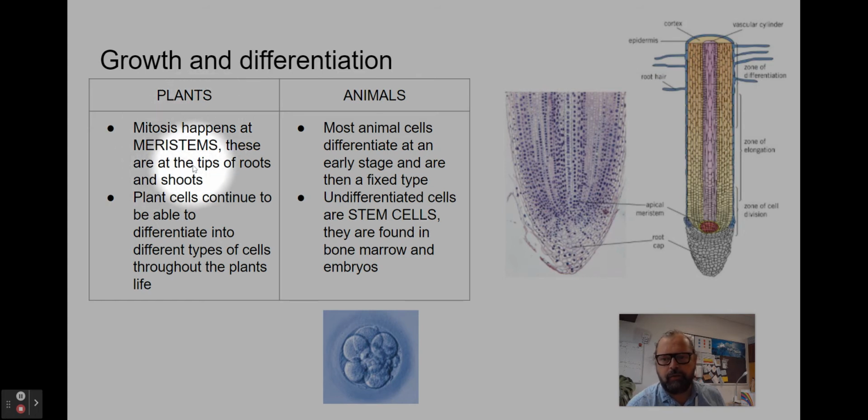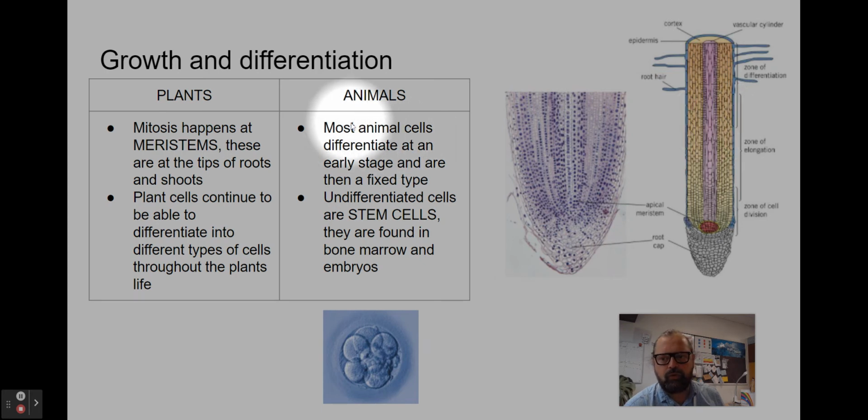The cell division for growth happens in this special tissue at the tips of roots and shoots, which is called meristem. You can see it on this diagram here. So cell division happens at the very tip of roots and shoots. When a plant is growing and getting larger, cells are dividing in the meristem and then getting longer. And so roots get longer and grow down, and shoots get longer and grow up.